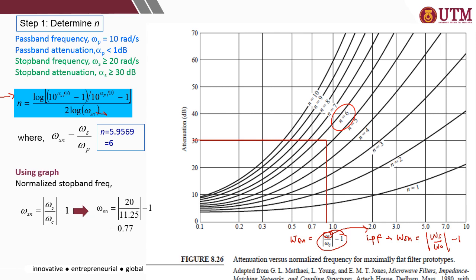For other types of filter, there will be a different equation of omega Sn. Okay, so from the graph, the omega Sn here is equal to 0.77, somewhere here, and the stop band gain is equal to 30. So the cross section is there, around between 5 to 6. So choose the larger n, the higher n order number. In this case, n equal to 6.